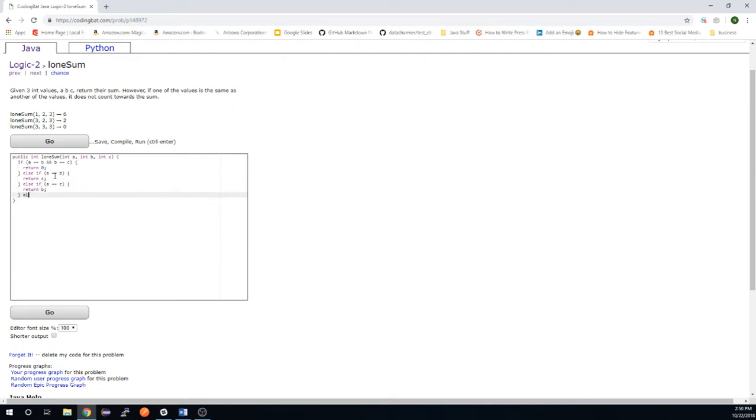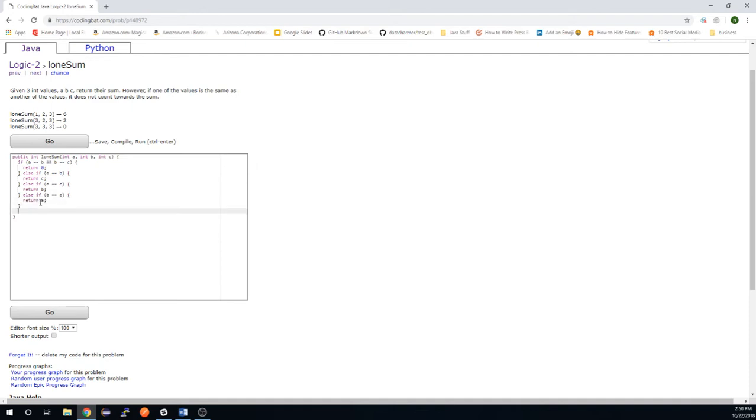And then we're going to do the same thing again, else if b equals c. If we've gotten to this point, all three of them cannot be the same. A cannot be equal to b, a cannot be equal to c, but there's still a possibility that b does equal c, even though they're not all the same. So if that's the case, we want to return a, because that would be the only one that's different.